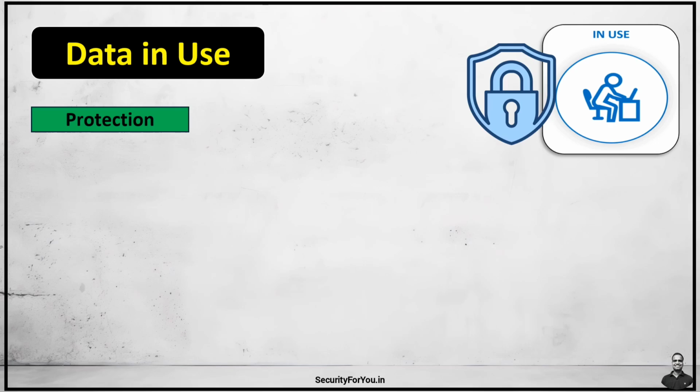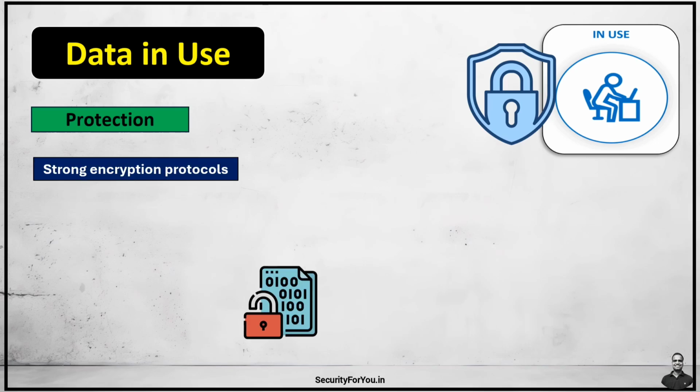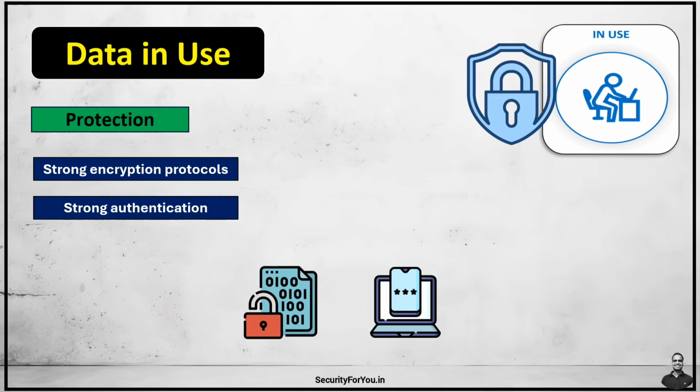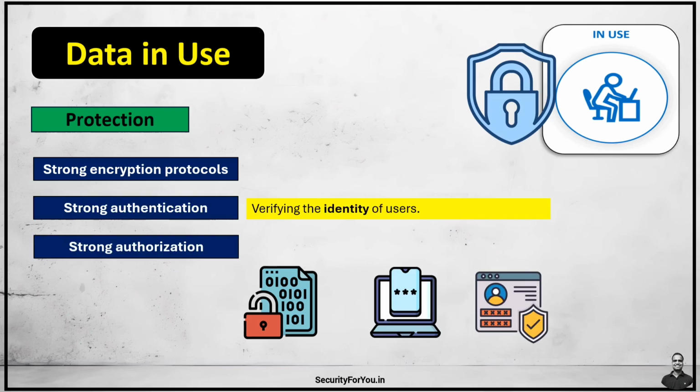The best way to protect the confidentiality of data is to use strong encryption protocols, and strong authentication, meaning verifying the identity of users, and authorization, ensuring users have permission to access the data. These controls can help prevent unauthorized access. So let's understand it with an example.